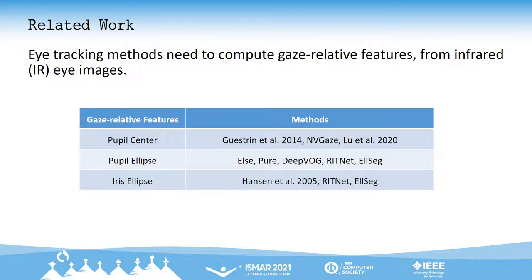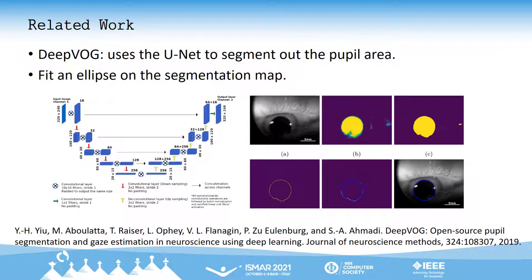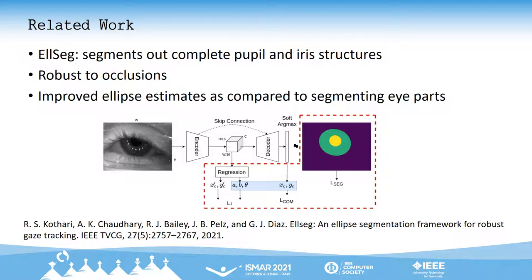For example, DeepVOG uses the U-Net to segment out the pupil area and then fits an ellipse on it. USEG segments out complete pupil and iris area structures and showed its effectiveness when dealing with partially occluded pupil or iris contours.